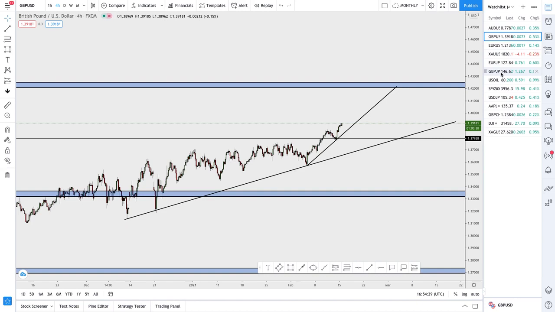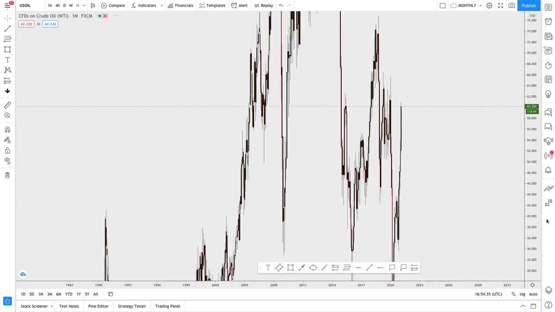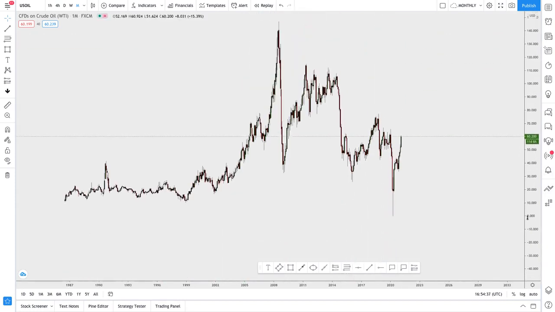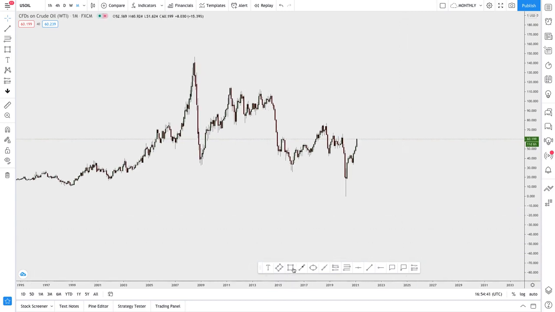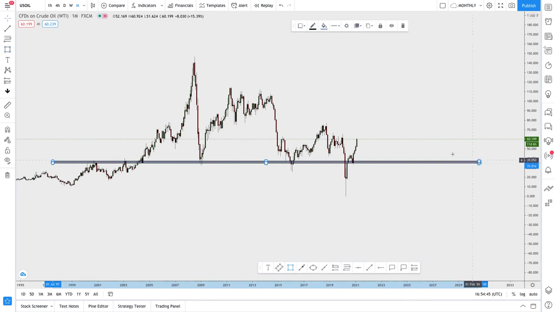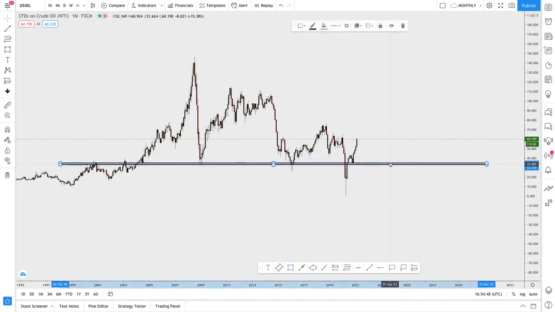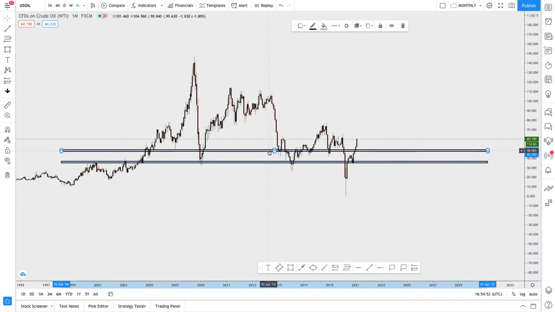I'm going to do one more analysis. Let's look at US oil. Let's look at something that is different, like a commodity. Just by looking at this commodity, I'm sure you guys already know where the first level goes. It goes here. Guys, I won't lie to you, this thing comes with a lot of practice.